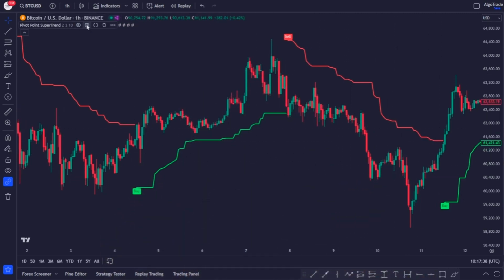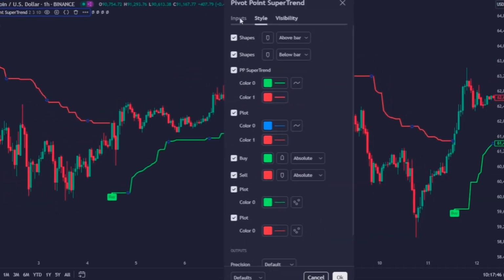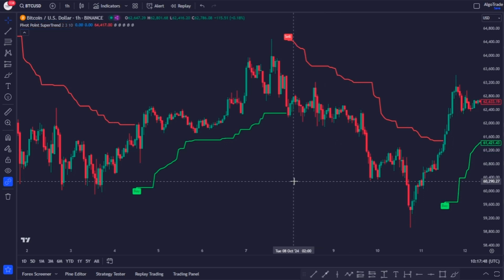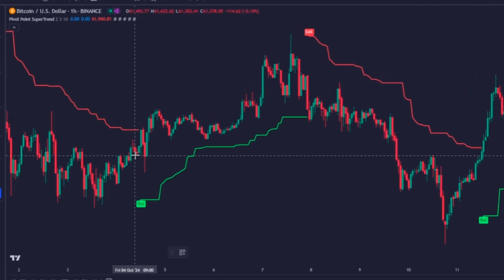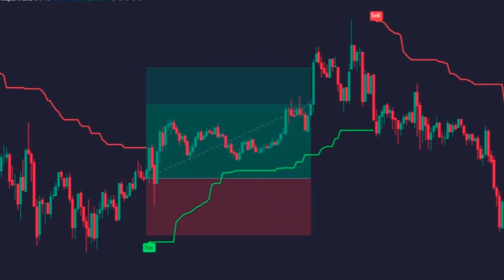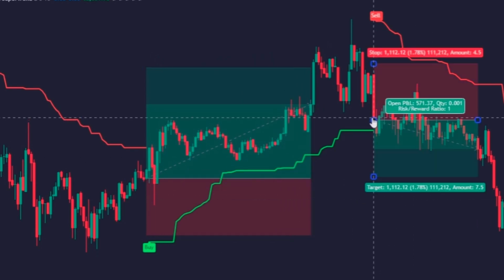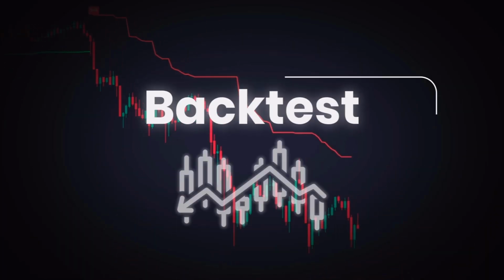By default, it uses these settings: 2 for the pivot point period, 3 for the ATR factor, and 10 for the ATR length, which will be the ones I will use for today's analysis. This chart indicator is very simple to use because it displays the buy and sell signals directly on your charts, which are quite precise as you can see. Now that we understand how the indicator works, let's move on to the backtest.